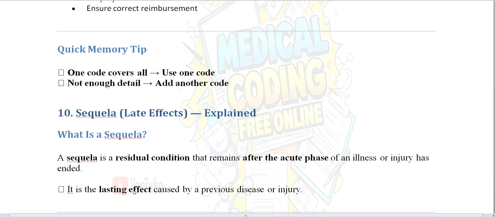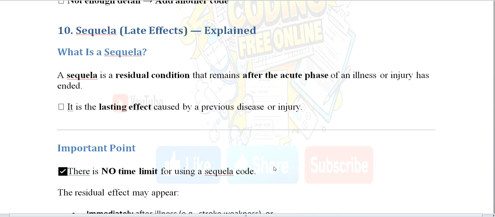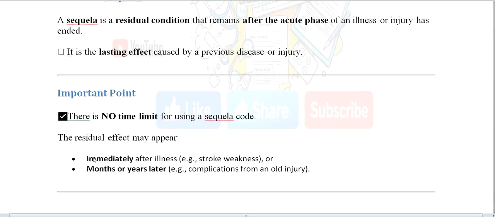A sequela is a residual condition that remains after the acute phase of an illness or injury has ended. So it is a lasting effect caused by the previous disease or injury. Important point: there is no time limit for using a sequela code. The residual effect may appear immediately after illness, for example stroke weakness, or months or years later, for example a complication from an old injury.